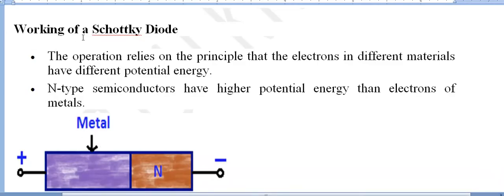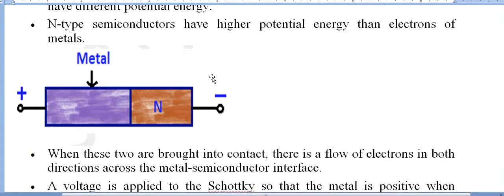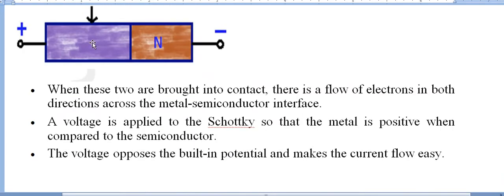Now when we see the working of a Schottky diode, we must know that the operation relies on the principle that the electrons in different materials have different potential energy. Electrons of N-type semiconductor have higher potential energy than electrons of metals. Next, when these two are brought into contact, there is a flow of electrons in both directions across the metal semiconductor interface. This is the metal semiconductor interface. Electrons will move from metal towards the n side, and from the n side to the metal side also.